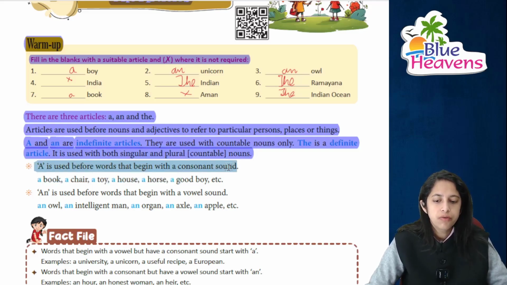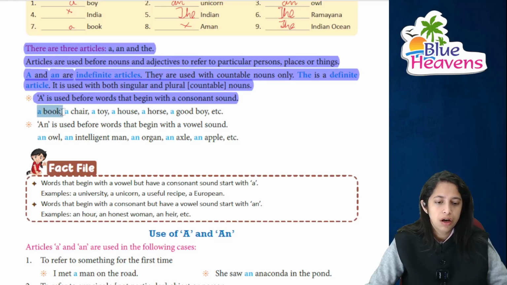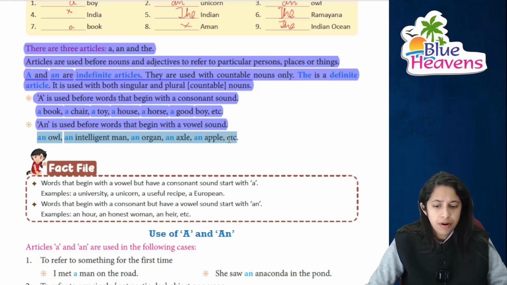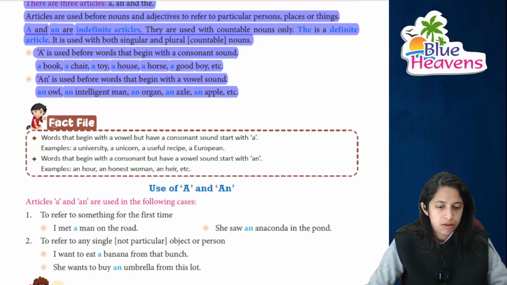A is used before the word जिसको consonant के साथ sound होता है. A book, a chair, a toy, a house, a horse, a good boy, etc. Right? An is used before a word with a vowel sound, जैसे कि an owl, an intelligent, an organ, an axle, and an apple, etc. There is a fact file: words that begin with a vowel but have a consonant sound, मतलब a, right? जैसे कि a university, a unicorn, a useful recipe, a European.